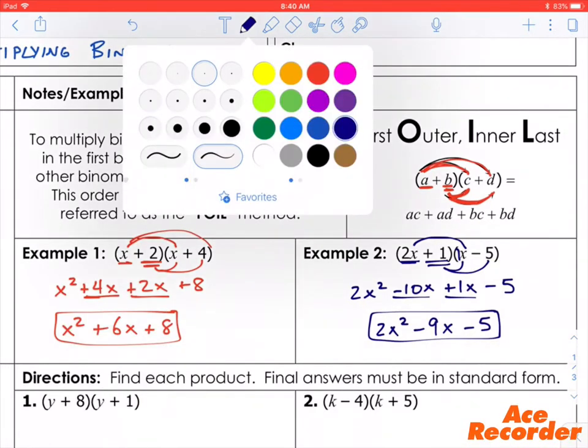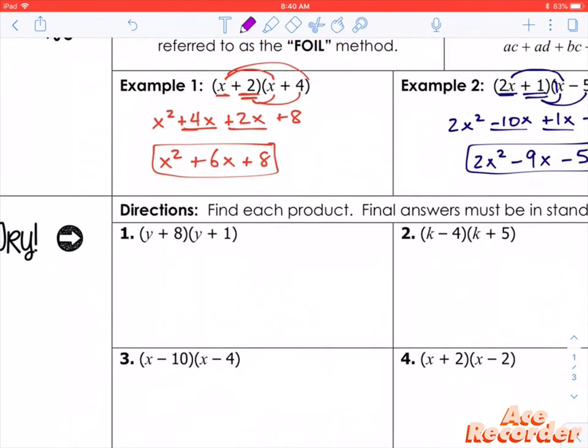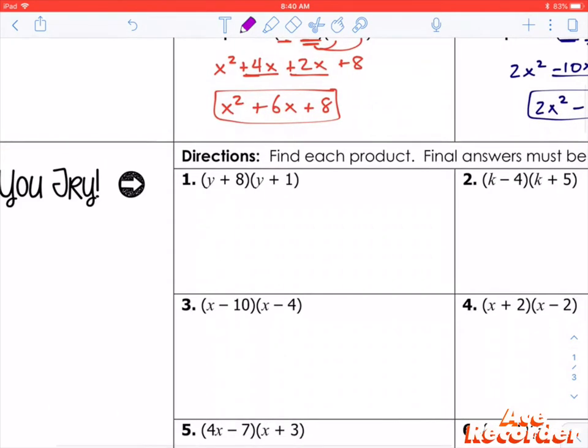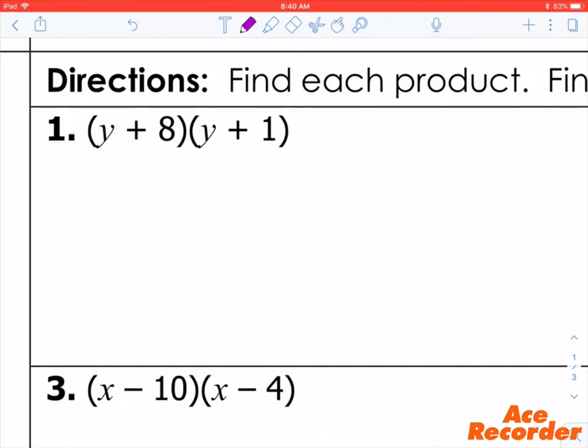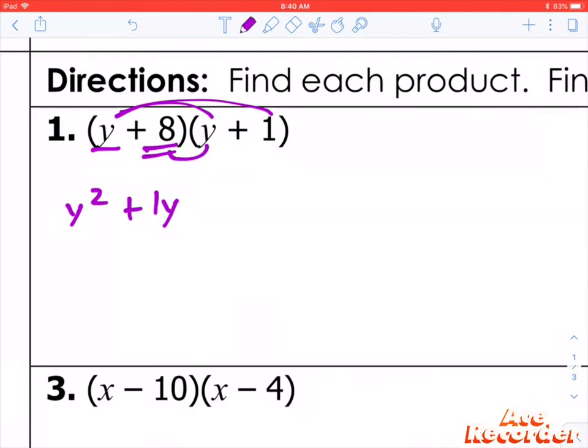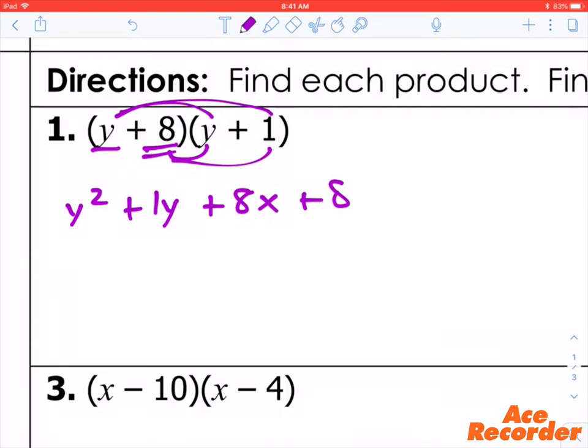All right, so let's go down the line here. Number 1, y times both. So y times y is y squared. Y times 1 is 1y. Then we take the 8 to both. 8 times y is 8y. 8 times 1 is 8. Combine like terms. Oh, I said 8x. That's supposed to be 8y. So 1y plus 8y is 9y. So y squared plus 9y in the middle plus 8.